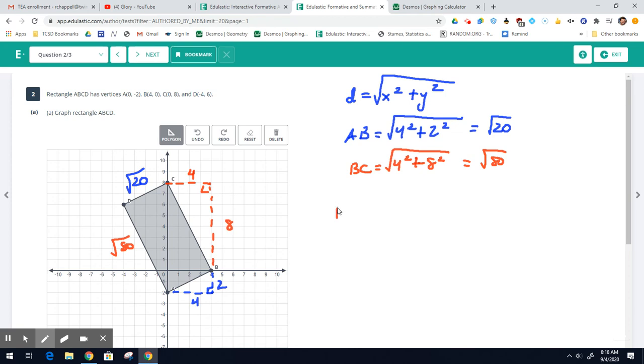Okay, so to find the perimeter, I need 2 square root of 20s and add that to 2 square root of 80s. Because it's adding up all 4 sides, there are 2 sides that are square root of 20, 2 sides that are square root of 80. To find the area, I need to multiply the base and height. Square root of 20 times the square root of 80. And these are the 2 problems I'll type into the Desmos graphing calculator.